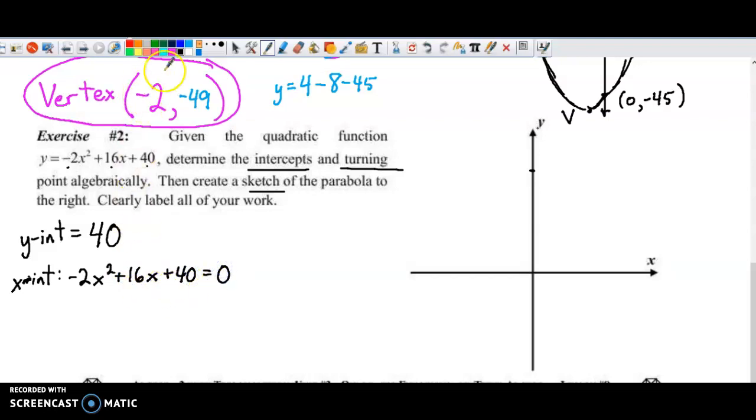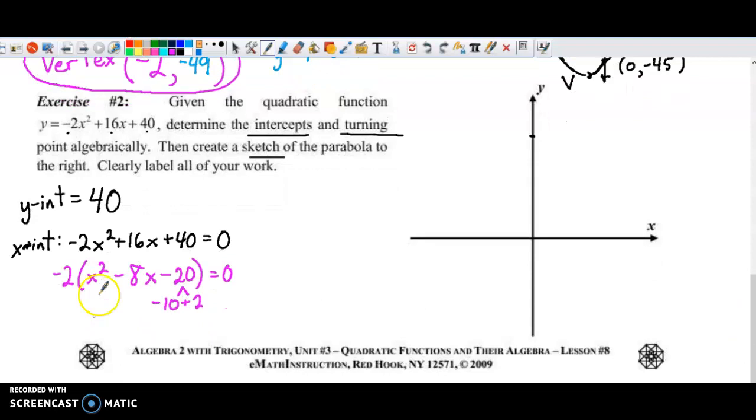And what I would do is start by factoring out a -2. So it would be x squared minus 8x minus 20. And then I could find factors of -20 that add to be -8. And that would be 10 and 2. And I would make the 10 negative and the 2 positive. So if I do this work correctly, it would be x minus 10, x plus 2. And my x-intercepts, I'll squeeze it right here, would be the opposite numbers, the 10 and the -2.